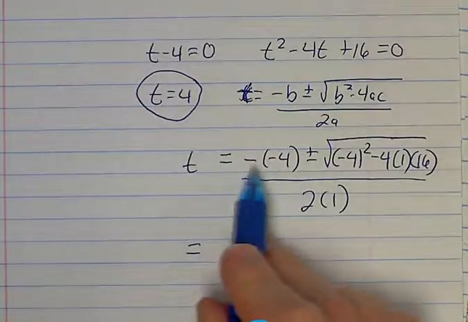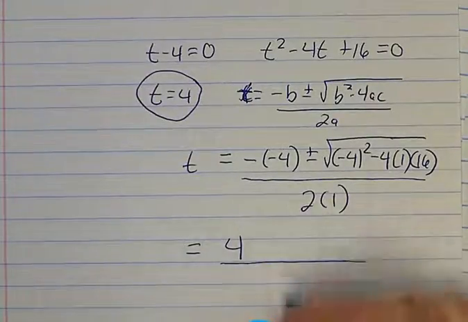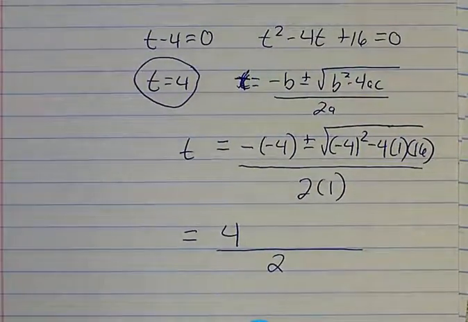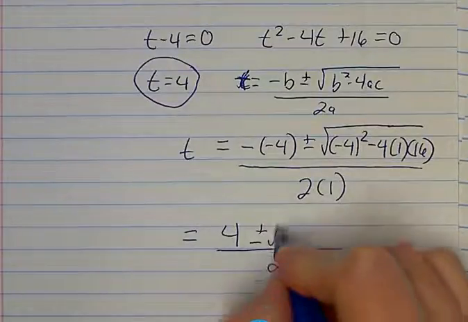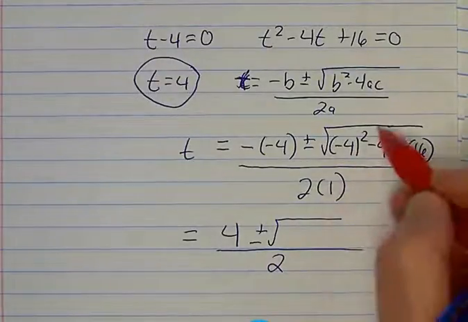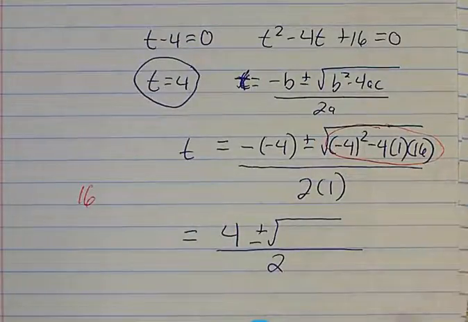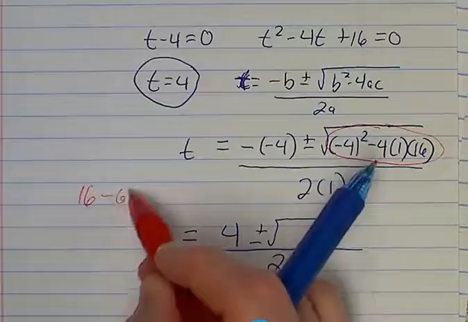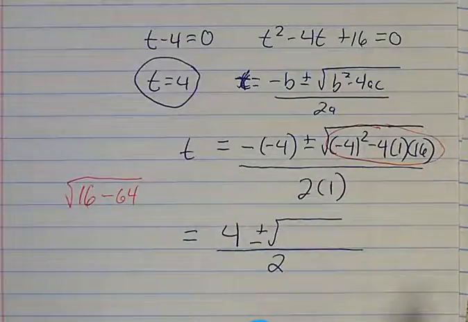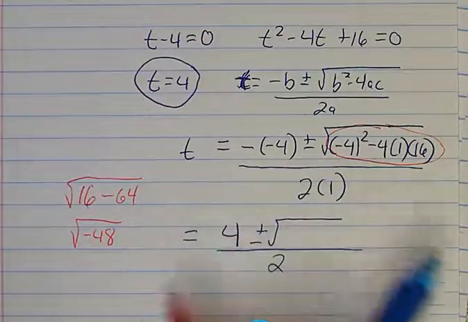Okay, so first thing is you've got the minus negative. Let's get the easy part out of the way first. You've got minus a negative 4, so that's 4. On the bottom we've got 2 times 1, that's 2. And for the rest of it, we're just going to work it out here. Actually, let's put that on the side over here just so we can save a little room. If you do negative 4 squared, that's going to be 16. Minus 4 times 1 times 16, that's a minus 64. So we do 16 minus 64, that is a negative 48.